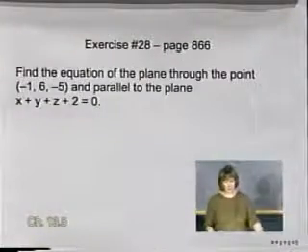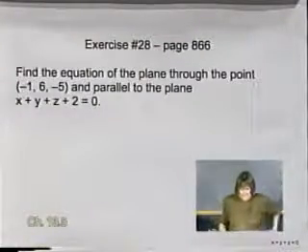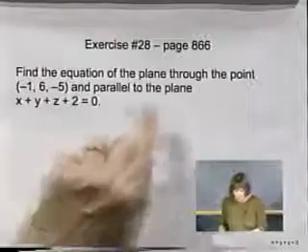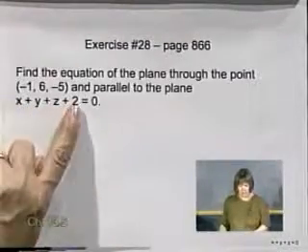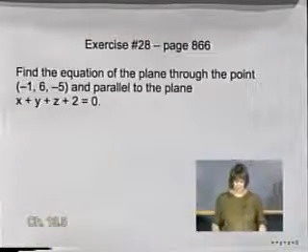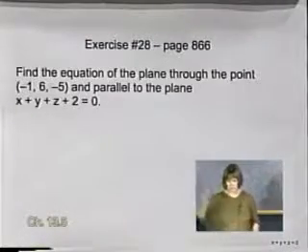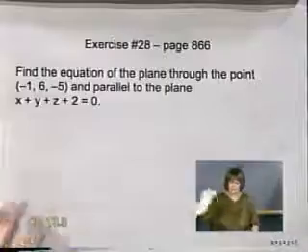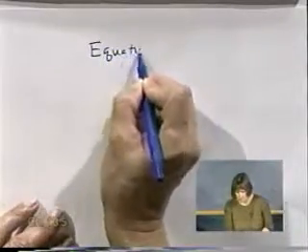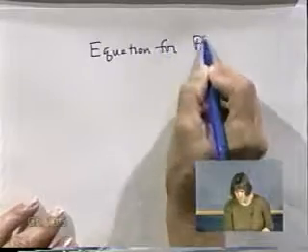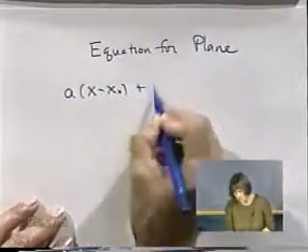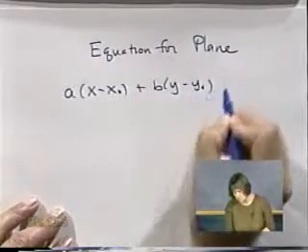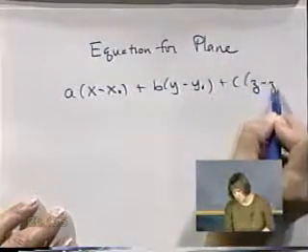Okay, find the equation of the plane through the point negative 1, 6, negative 5, and parallel to the plane x plus y plus z plus 2 equals 0. Now let's talk for a second. We're saying the equation for a plane can look like A times x minus x naught plus B times y minus y naught plus C times z minus z naught equals 0.